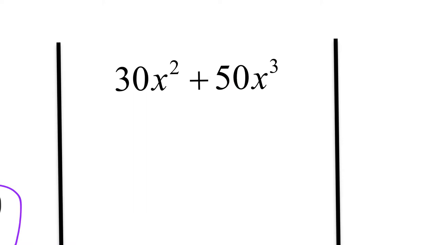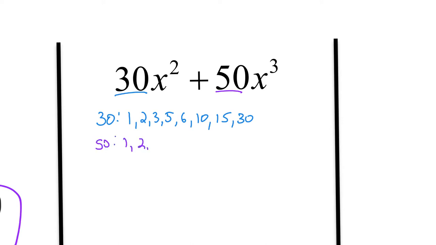We also need to find the greatest common factor for the 30 and the 50. So first, let's do the numbers. I'm going to write down the factors of 30. I know 1 goes into 30, 2, the 3, the 5, the 6, the 10 goes into 30, 15 goes into 30, and 30 goes into 30. Now I'm going to look at the number 50. So 50, I have the 1, the 2, the 5, the 10, the 25, and the 50.